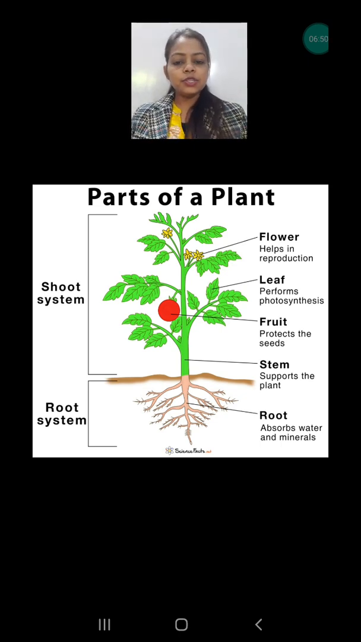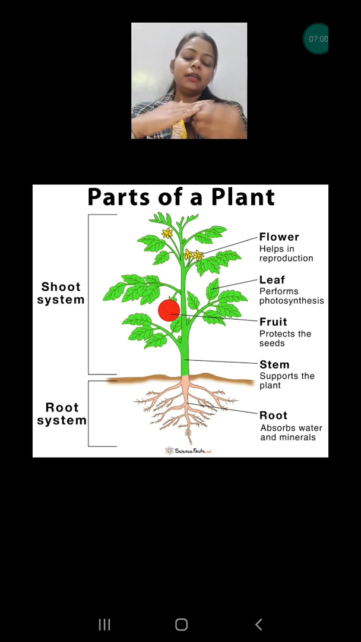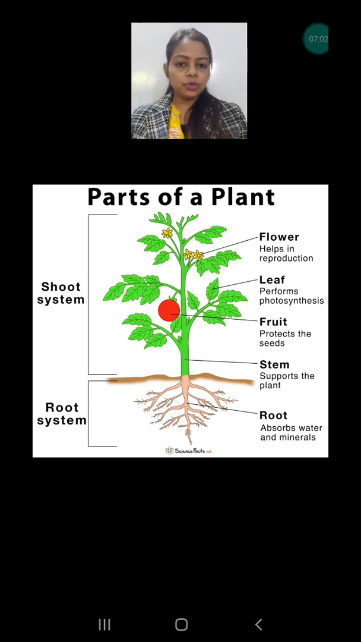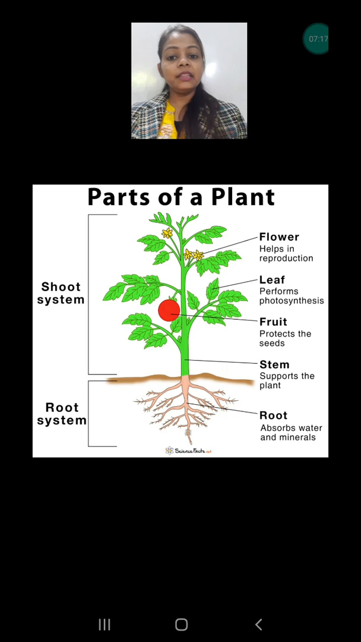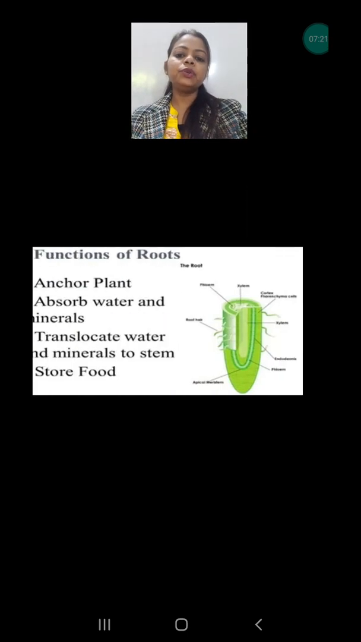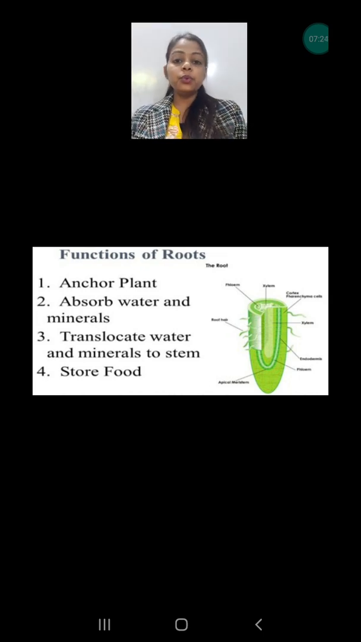Before that, let's know basically how they are categorized. The part we see growing above the ground is known as the shoot system, whereas under the ground it is known as the root system. So broadly the plant has been divided into two parts: the shoot system, which grows above the ground, and the root system, which grows under the ground. And besides that, there are individual parts in the shoot also that we are going to discuss one by one. So first we are going to discuss the root, and how the root is important.